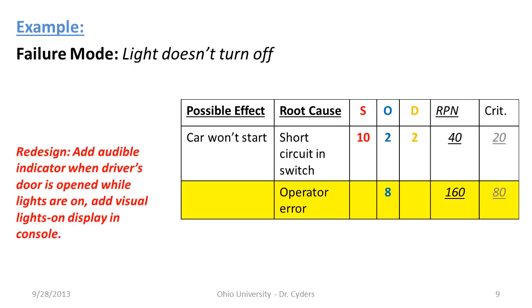Let's add an audible indicator when the driver's door is opened, so that if you try to get out of the car and the lights are still on, it beeps at you this really annoying noise that's going to tell you, hey, your headlights are on. And let's also add a visual lights on display in the console. We did that actually associated with the other failure mode, but we're going to get benefits of it here in terms of detectability. So again, we're going to get that good detectability rating. We're going to reduce that detectability rating down to a 2 because we have a lot of different ways we're stimulating your ears, your eyes, etc. to tell you, hey, the lights are not on. Or I'm sorry, the lights are still on.